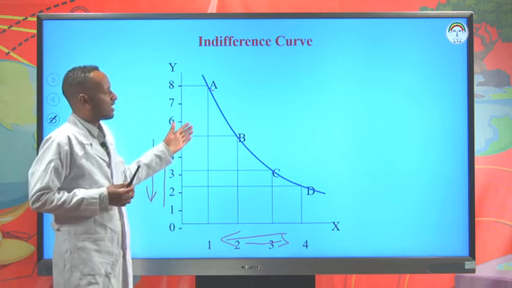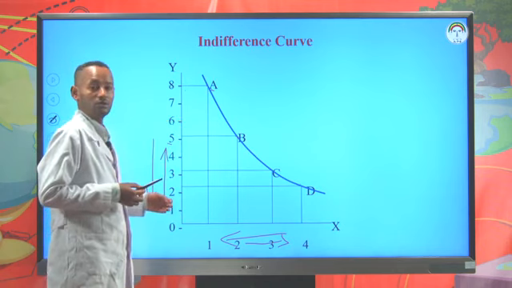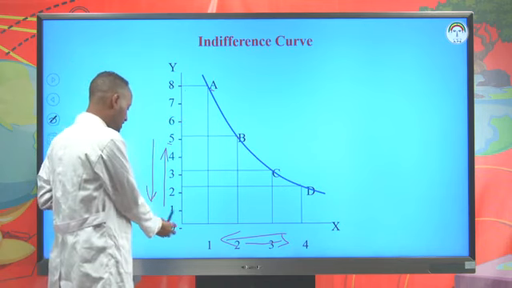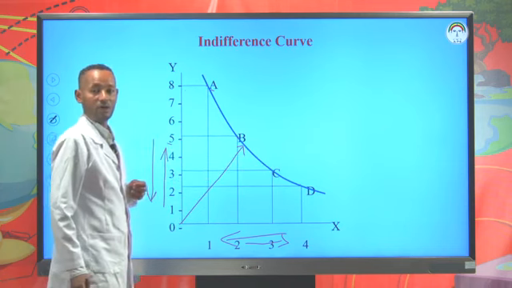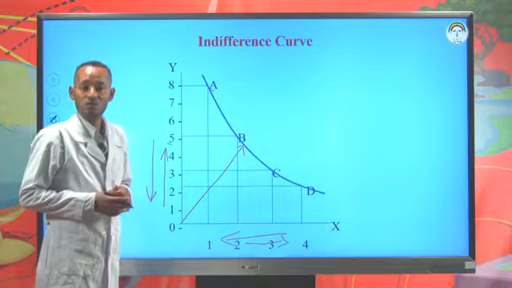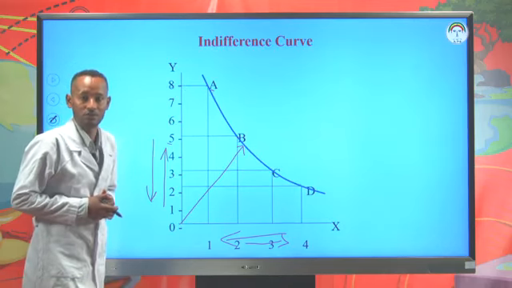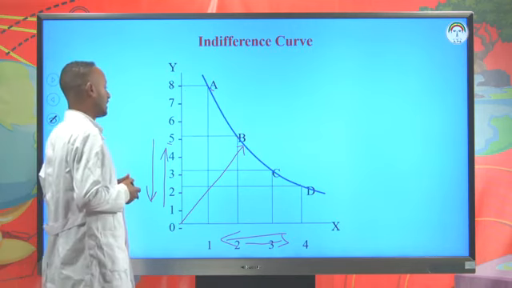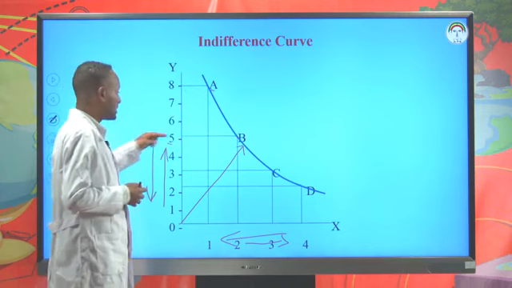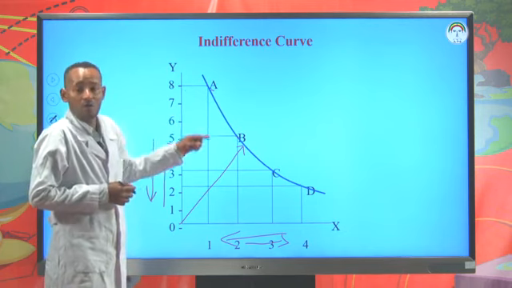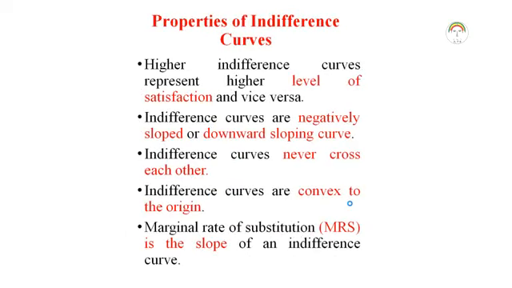Another property or characteristic of the indifference curve is that indifference curves are convex to the origin. Convex to the origin. This is the origin. When we see from the origin, we get such a curve which is convex to the origin. By the way, indifference curves are convex to the origin due to the principle of diminishing marginal rate of substitution. Due to PDMRS, indifference curves are convex to the origin, because the rate by which one commodity is substituted for another will always decline due to the principle of diminishing marginal rate of substitution.